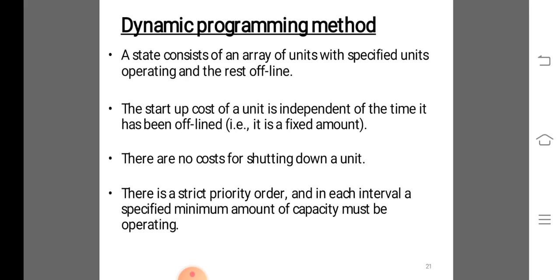Suppose we have four units in a system and any combination of them could serve the load. There would be a maximum of 2^4 minus 1, equal to 15 combinations to test. However, if a strict priority order is imposed, there are only 4 combinations to try.